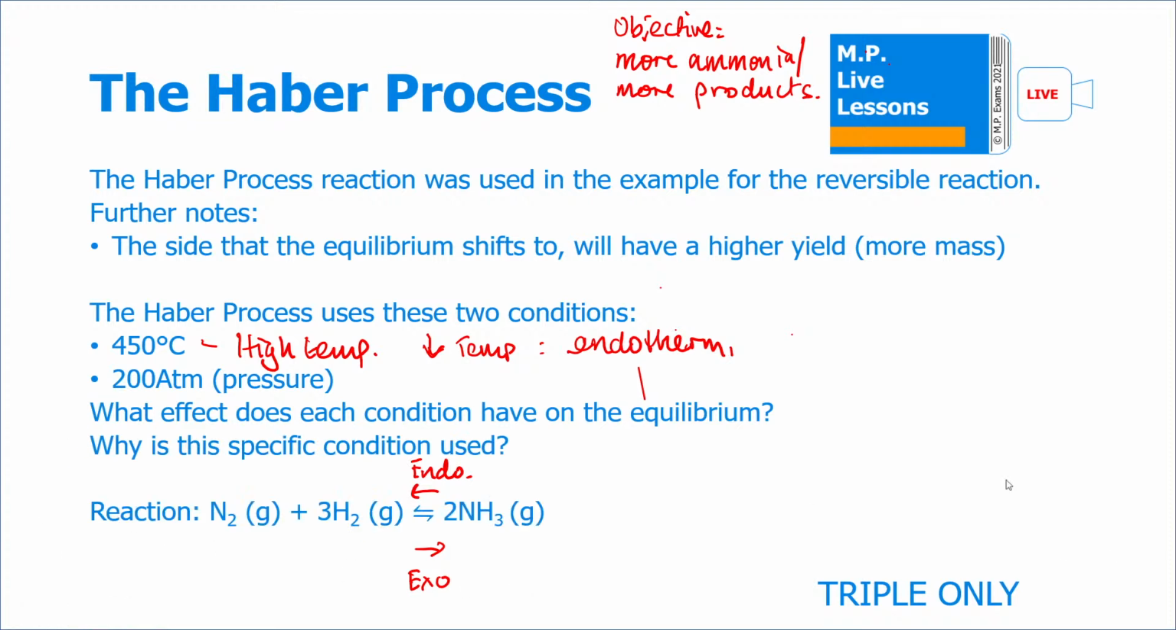Continuing where we were, we saw the endothermic reaction happens faster, so the equilibrium shifts actually to the left. So it actually decreases the yield of the products. Now this condition is still used because high temperature also means a higher rate of reaction.